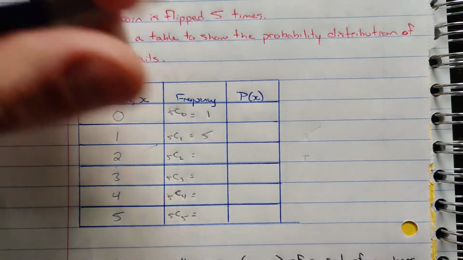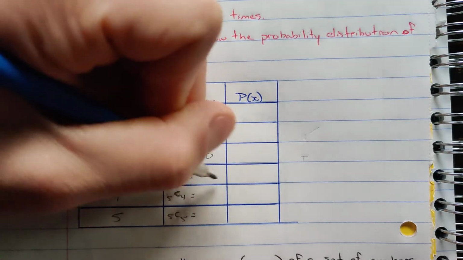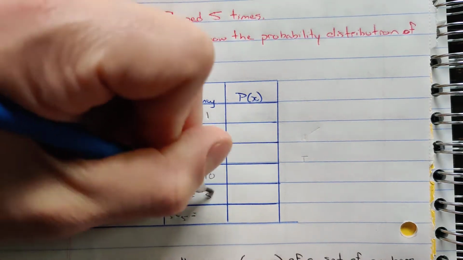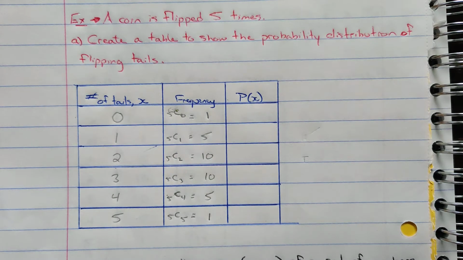So if you were to get it twice, there are 10 ways to do that. There's 10 ways of getting it thrice. And then there are 5 ways of getting it 4 times and 1 way of flipping all 5 heads. Now that is a total of 32. 2 to the power of 5 would be the total number of outcomes that we're looking at.